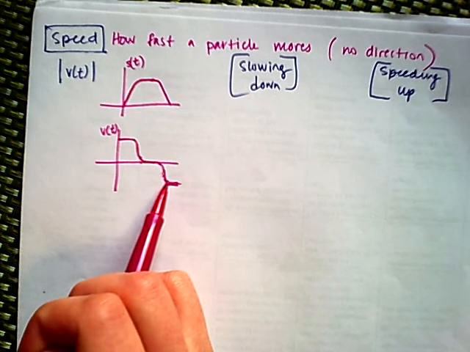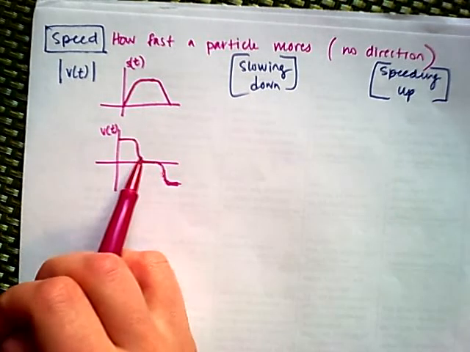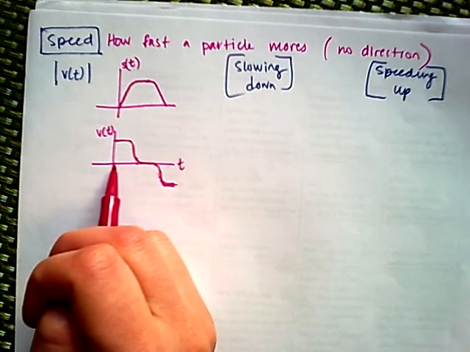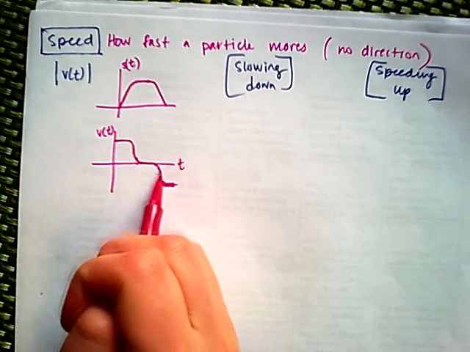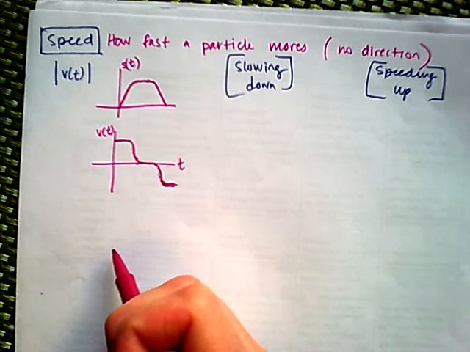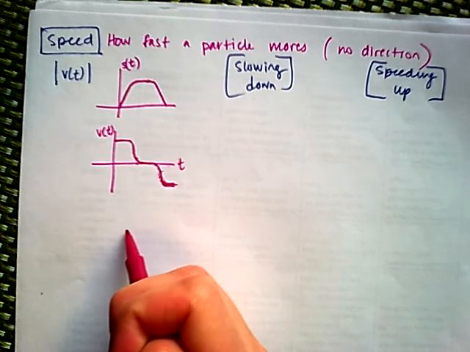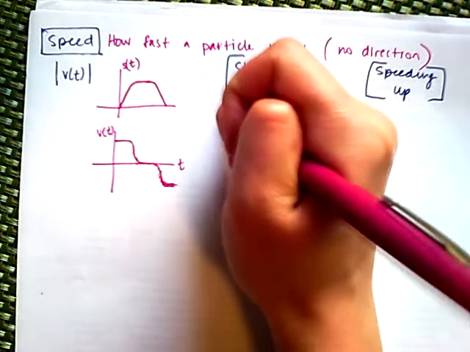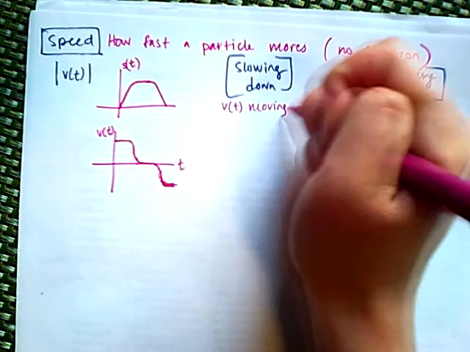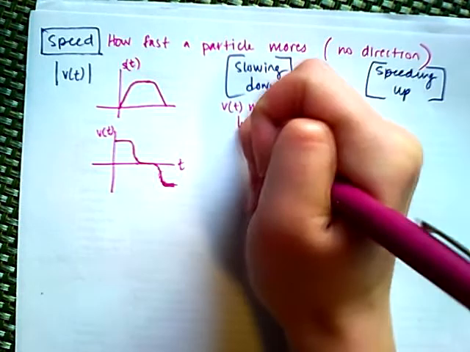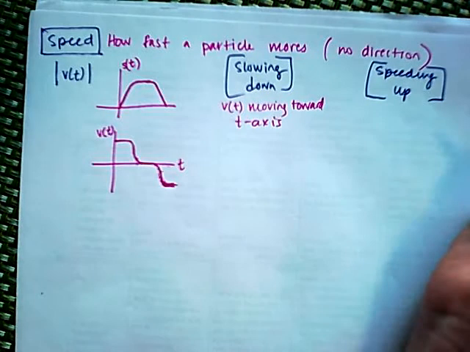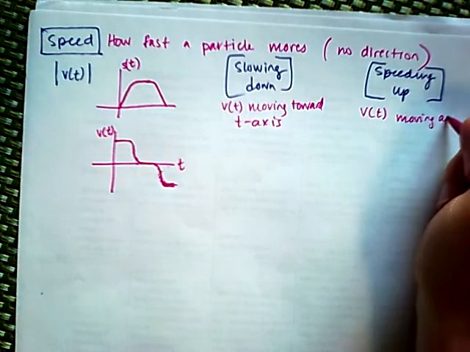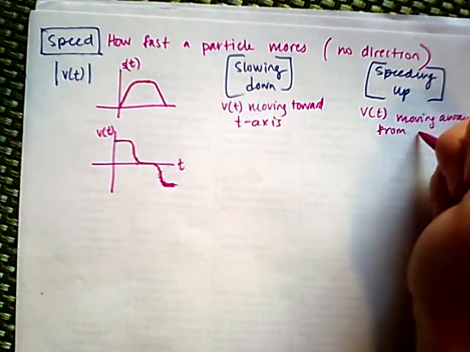So it's this idea that when my velocity graph is getting closer to the x-axis, or the t-axis in this case, I must be slowing down. When I'm moving away, my velocity values are getting greater, the absolute value of them is getting greater. That must be speeding up. So visually, we're going to cue slowing down with v of t moving toward the t-axis, and speeding up as v of t moving away from the t-axis.